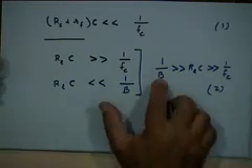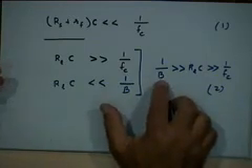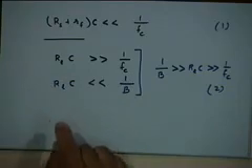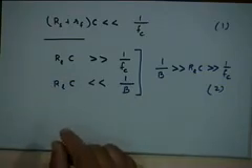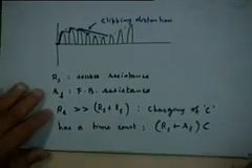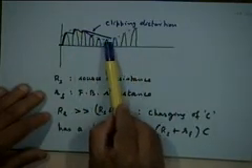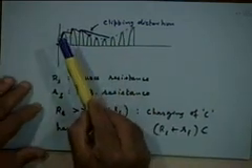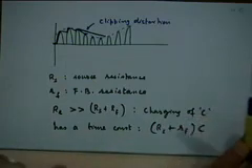No. Why FC plus B? You are trying to track the envelope. FC doesn't come into the picture. You are trying to track the envelope. Envelope has nothing to do with FC. The envelope is entirely a property of the message waveform m of t, right? F sub c, the carrier frequency, has nothing to do with it.